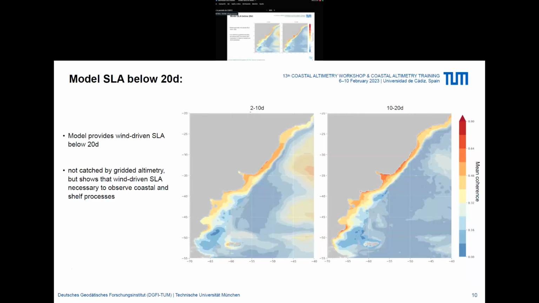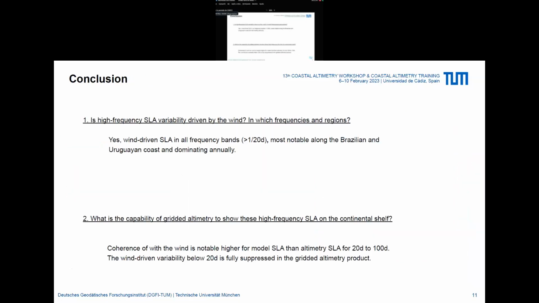This would maybe open a discussion, or you might think about the correlations we apply, but it's not only the correlations that are causing this. It's also about the interpolation we apply. And it would be really nice to see more below 20 days, of course.